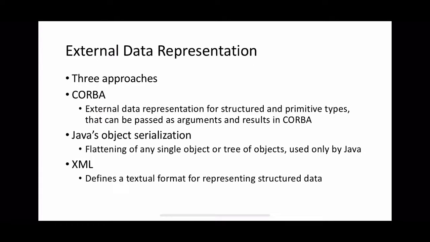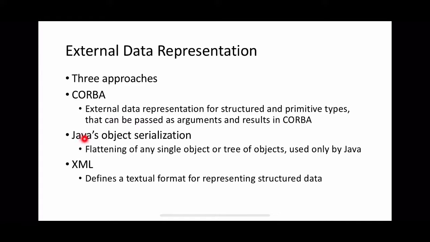Three different alternatives are there for this external data representation and marshalling. You can see all these three. First one is CORBA, second one is Java's object serialization, and third one is XML. CORBA, the Common Object Request Broker Architecture, is an external data representation for structured and primitive data types, and it can be used for representing arguments and results in remote method invocation, and it is used by many programming languages.